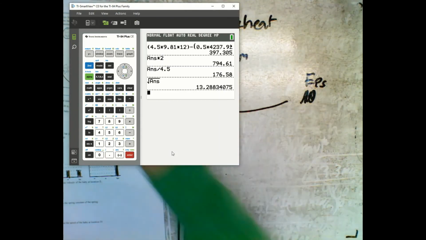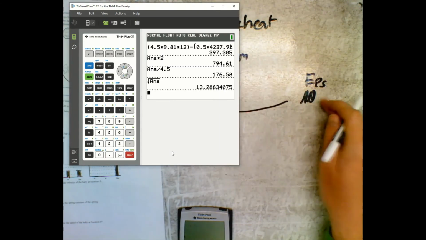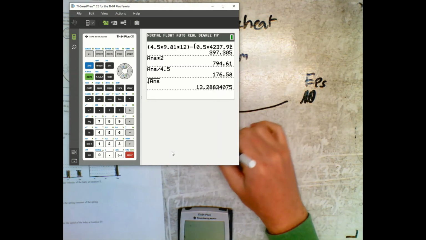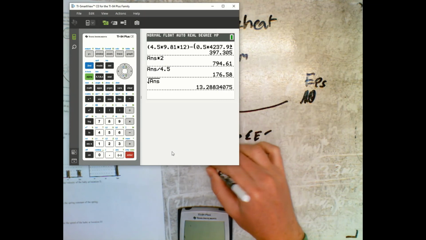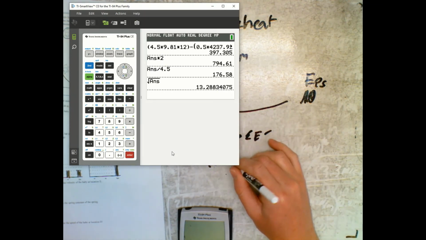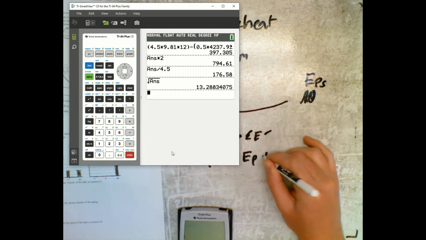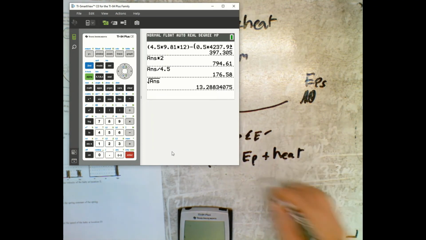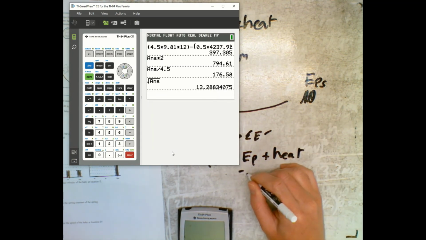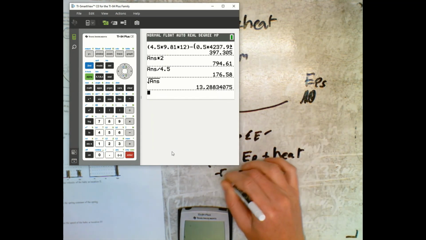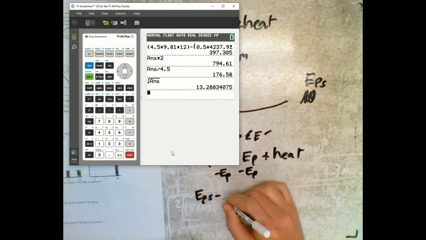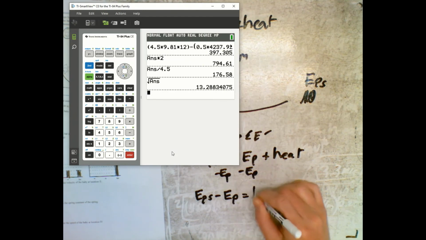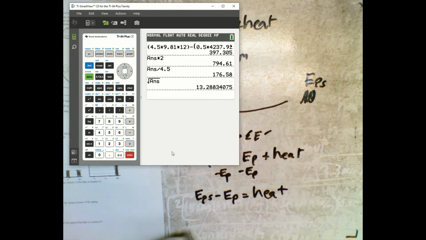You can use EP, like location 1 is your before, it doesn't matter. But our energy before equals our energy after. So before, we have spring potential energy, and then after we have EP, and we have heat. So I'm going to subtract an EP from both sides. So I get EPS minus EP is equal to my heat. So that's how I would find my heat.